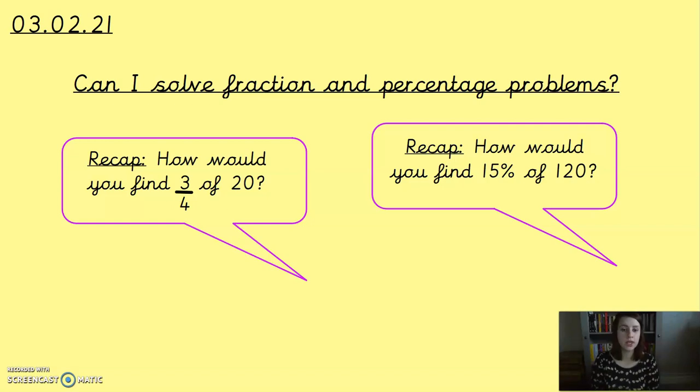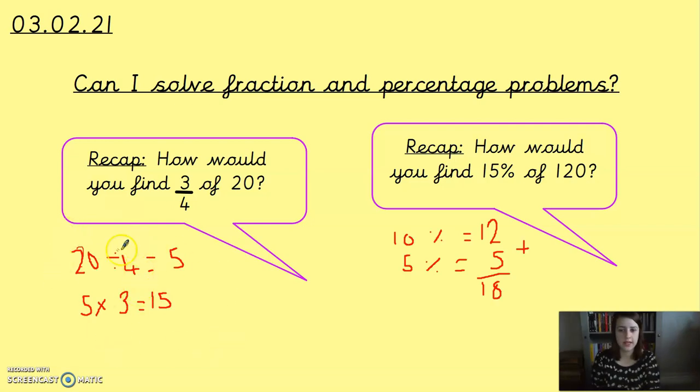So how would you find 3/4 of 20? And how would you find 15% of 120? So pause the video and have a go at working those ones out now. Okay, so hopefully you got some answers that look a little bit like this.